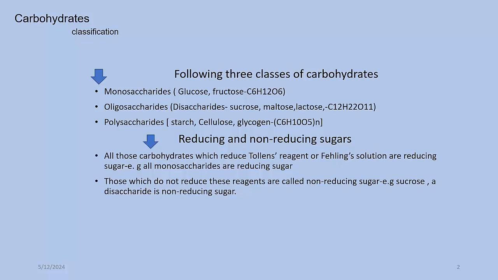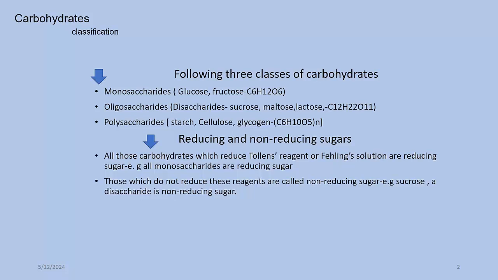Whereas oligosaccharides are those carbohydrates which on hydrolysis give 2 to 10 units of monosaccharides, such as sucrose, which gives 2 monosaccharides. Maltose also gives 2 monosaccharides. When we are considering polysaccharides, these carbohydrates on hydrolysis give a number of monosaccharides.